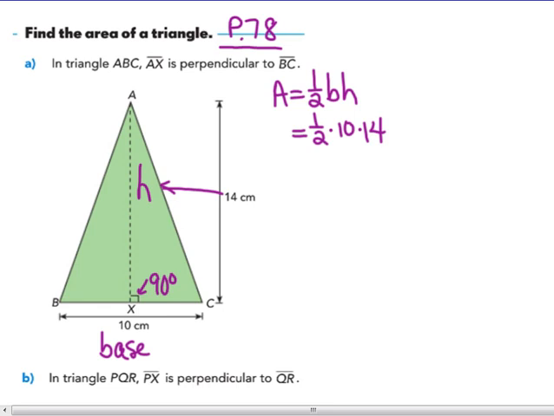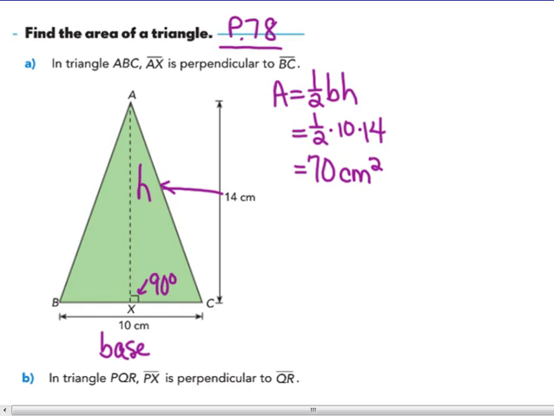Well, multiplication is commutative, so I could do this several ways. I could take half of 10 first, which is 5. 5 times 14 is 70. Or I could take half of 14 first, which is 7. 7 times 10 is 70. Or I could multiply 10 times 14 first, 140, and take half of that, which is 70. So my answer is 70 centimeters squared. Area is how many square units it could take to cover this 10 by 14 triangle here. So it's going to take 70 square centimeters.